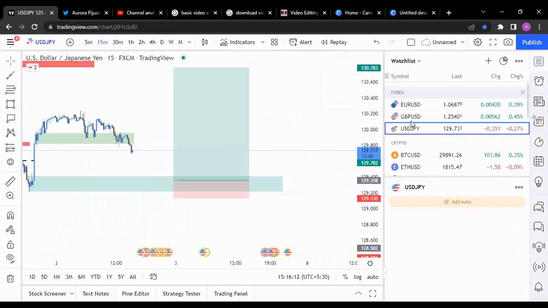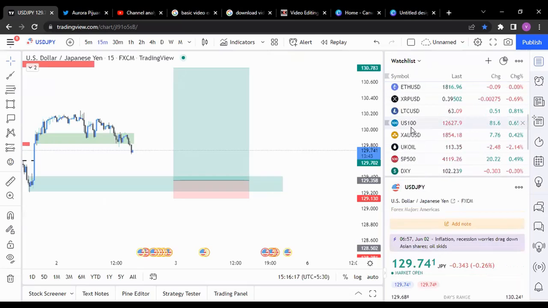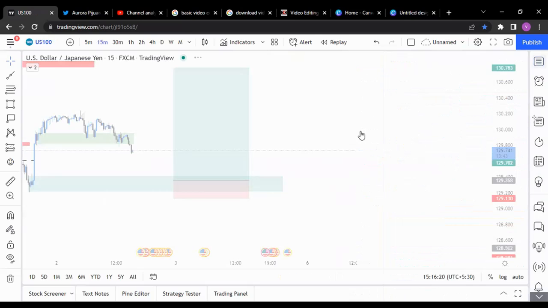And my next pair, like I said, I'm just talking about entries. I'm just breaking it down. I will still go back to this pair one more time.